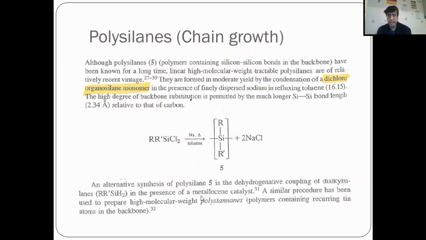But for that we need a metallocene catalyst. I'm not really interested right now in teaching you the catalyst, but remember, if you have this monomer, then you require a metallocene catalyst to make this polymer. A similar procedure has been used to prepare high molecular weight polystannane. What is this polystannane? Same procedure, this method. Polystannane means instead of Si here, you have Sn, tin, and that's how you can introduce a tin atom in the backbone.